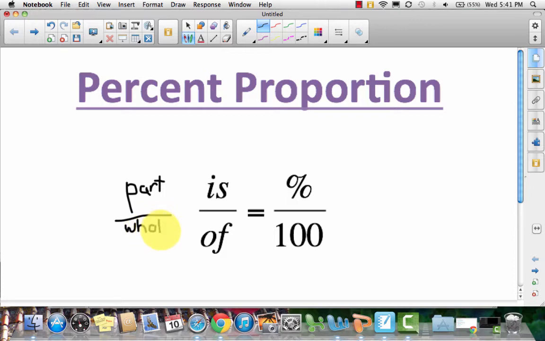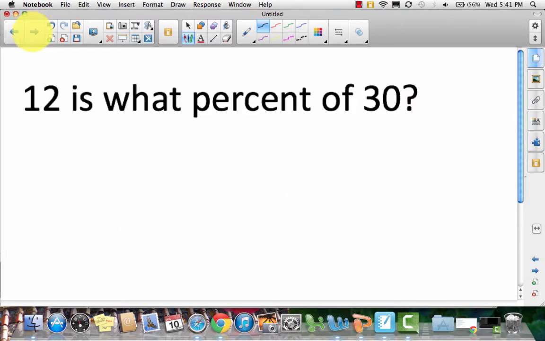The first few that we do here are going to be more straightforward, with working with a sentence and finding the is and the of as our key words. And then we're going to apply what we learned to solving some real life problems. So here's our first example, and I have 12 is what percent of 30.